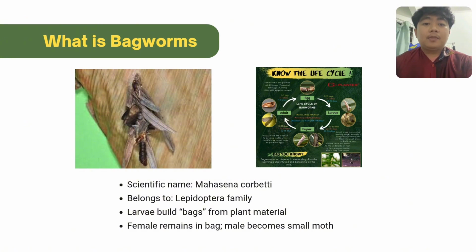The female bagworm stays inside the bag for her whole life. She doesn't have wings and doesn't move around, but the male will eventually turn into a small brown moth and fly out to find a mate. They might be small and harmless, but their feeding activity can cause serious damage to oil palm leaves.